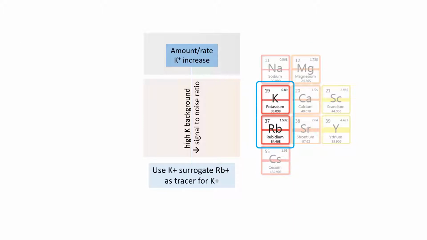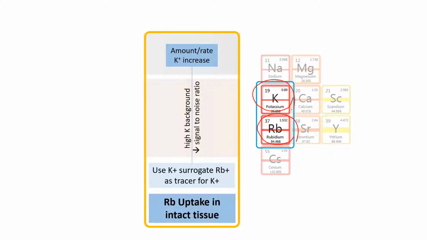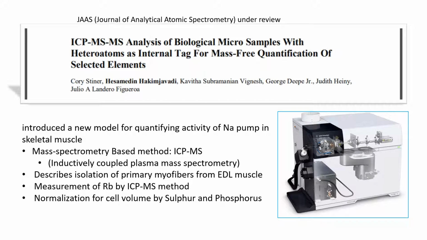If we are going to measure the amount of potassium that is introduced to the cell by the pump, there is a high potassium background in the cell that reduces the signal-to-noise ratio. So we typically use rubidium, which is a surrogate for potassium or a tracer for potassium transport. For some experimental reasons that are beyond the scope of this presentation, rubidium uptake is considered the gold standard method for quantifying sodium pump activity.